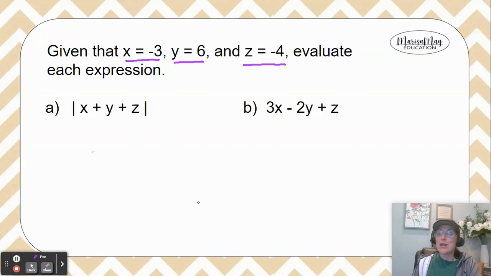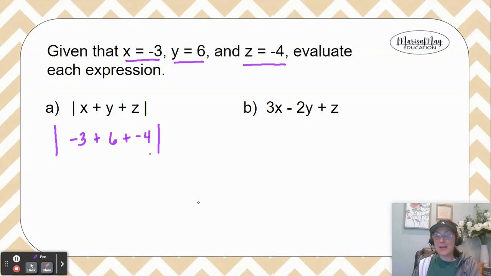equals -4. So what that means is we're simply going to be substituting these values in place of the variable. Notice on problem A, in place of the x, I'll put -3. In place of the y, I'll put 6. In place of z, -4.